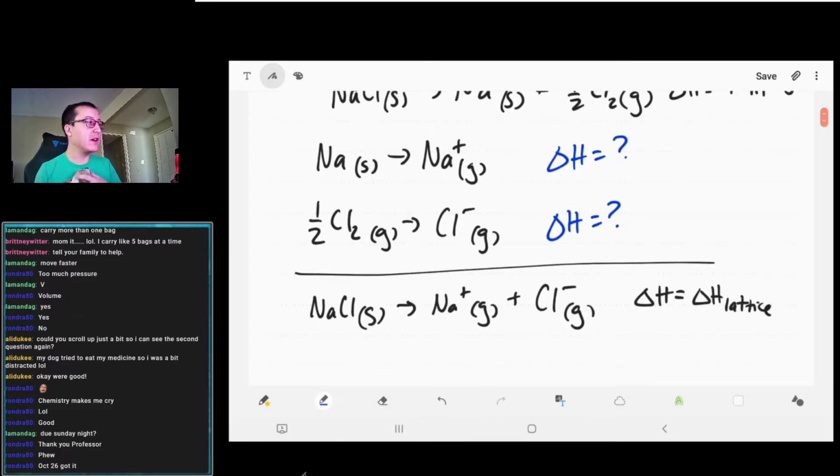So our goal yesterday, before we decided, forget it and threw out the problem, was we were just quickly working on the lattice energy, which was the energy required to split up an ionic compound.